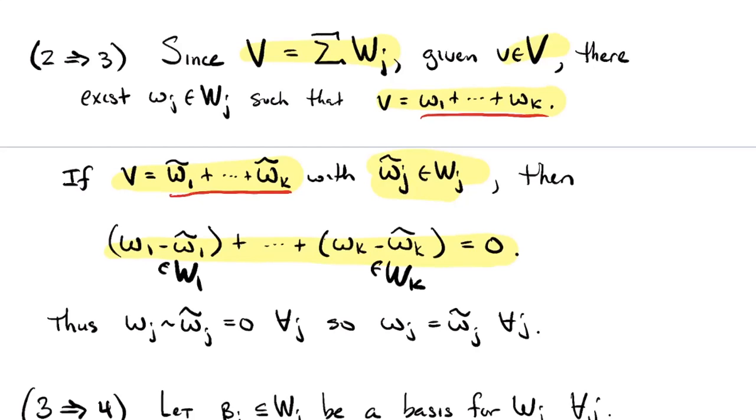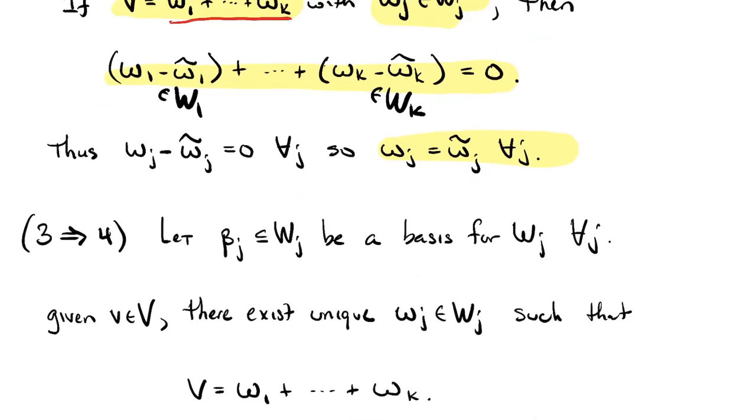But by hypothesis, if you add a bunch of things in these subspaces and get zero, each one of the things is zero. So sorry, that tilde should be a minus sign there. So the difference, wj minus wj tilde, is zero for every j, and that means that the w's and the w tildes were the same. That's the uniqueness.